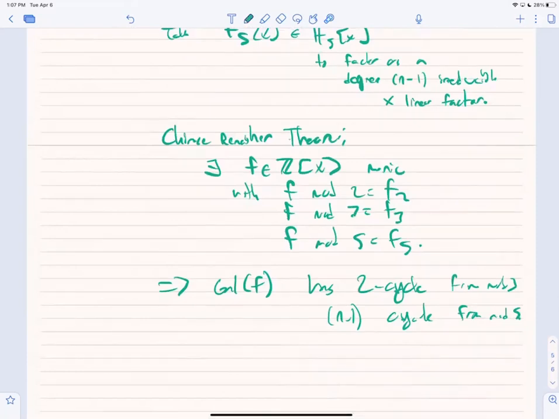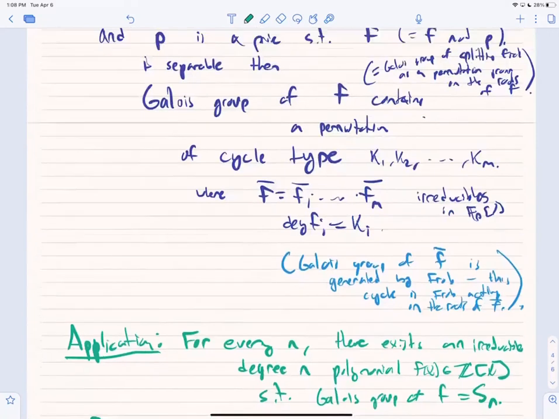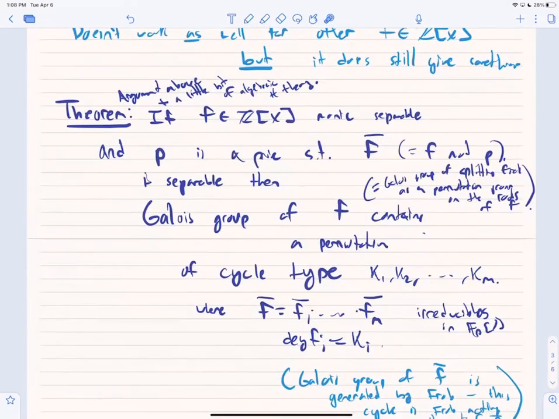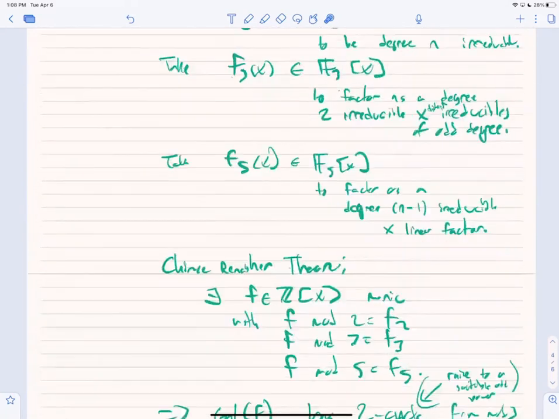So this transposition, it's a raise to a suitable odd power. So you're raising the thing this theorem is giving you. Say you had a degree 2 times a degree 5 thing. The theorem is giving you something like a 2 cycle times a 5 cycle. But you raise that to the 5th power, and the 5 cycle goes away, and you're just left with the 2 cycle. So that's what I'm saying here.